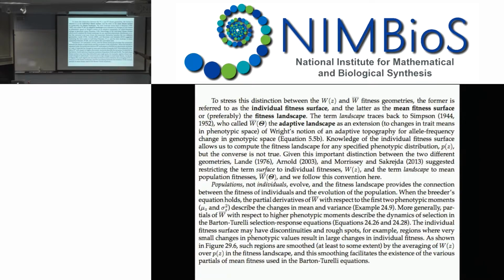So we have this notion: the individual fitness surface involves individual fitness as a function of Z. The mean fitness surface, which is preferably called a fitness landscape, tells you how mean fitness changes as I change the population mean, or maybe some other parameter like population variance. It's these fitness landscapes, a concept dating back to Simpson, who called it an adaptive landscape, that allow us to ask how the population is going to change over time. I won't say much about that connection. Chapter 24 covers all that. But the key part is this distinction between a fitness surface, for individual characters and how they change as a function of phenotype, and a fitness landscape for the entire population. How does the mean fitness for that character change as I change the distribution?